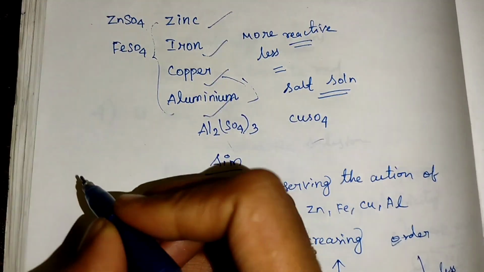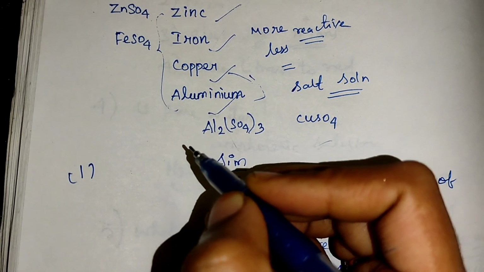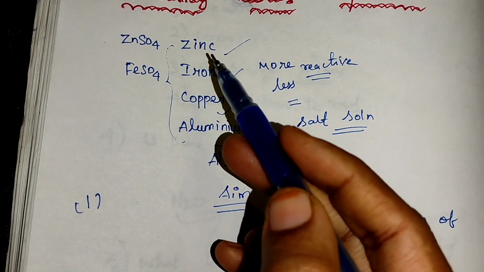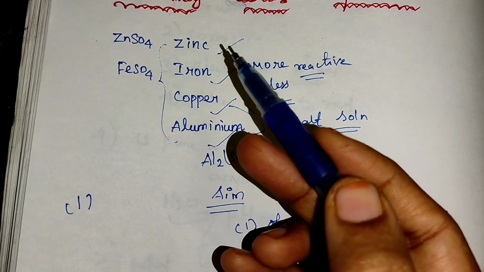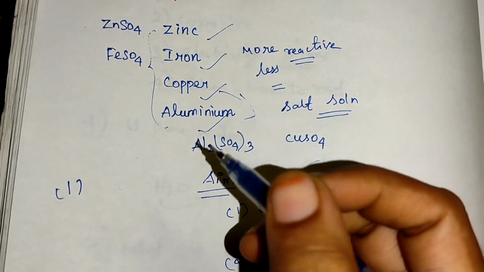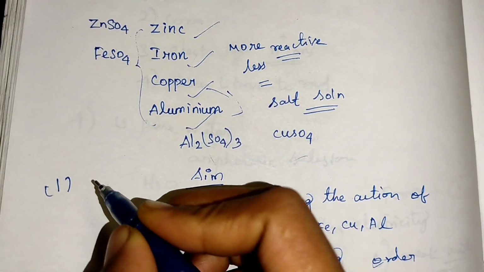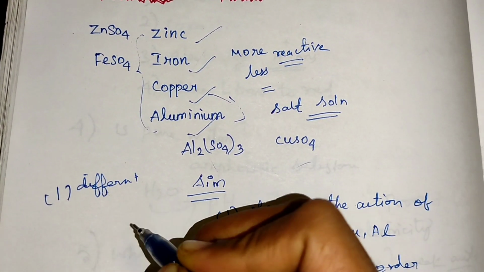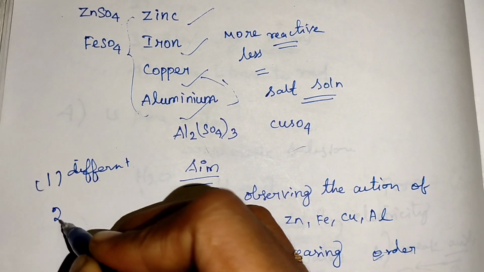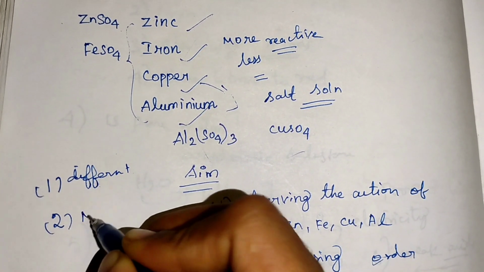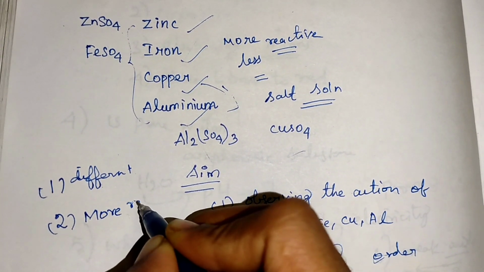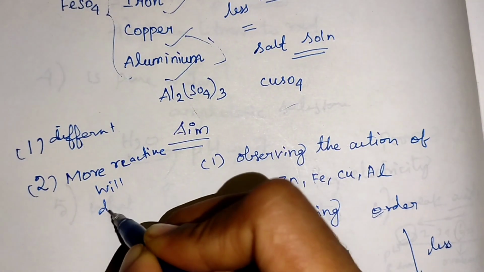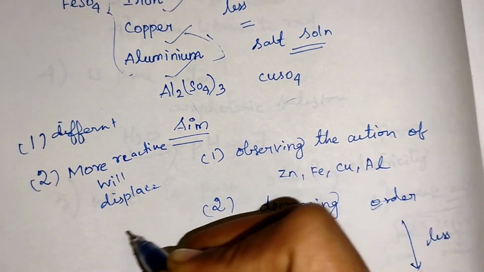First, different metals have different characters. Not all metals have the same characters. Zinc will have a different character compared with iron, copper and aluminium. Like that, different metals behave differently with chemical reagents. And second, a more reactive metal will displace the less reactive metal.